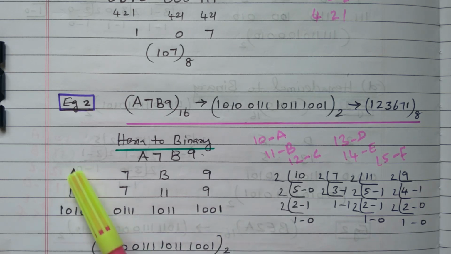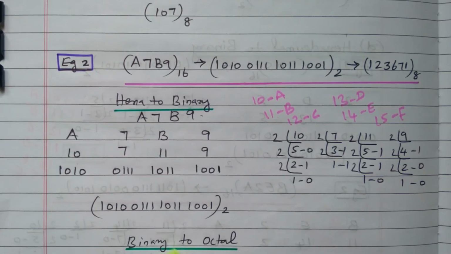Right? Now each and every digit is converted into binary by dividing by 2 and making it 4 digits. Here all are 4 digits, only here we have 3 digits, so make it 4 digits. Now combine all these values. That is the binary equivalent: 1 0 1 0, 0 1 1 1. Suppose if you do not add the 0, this value will change. So 0 1 1 1, then 1 0 1 1, then 1 0 0 1.